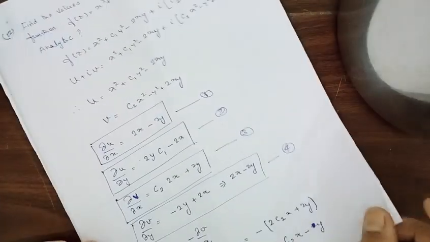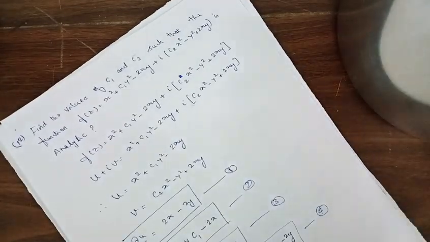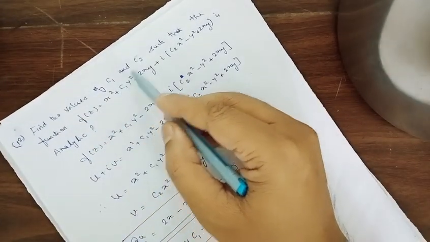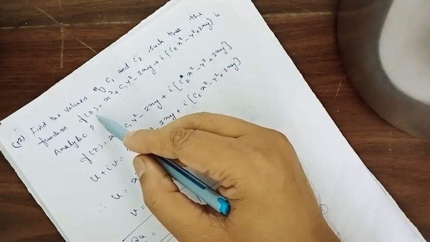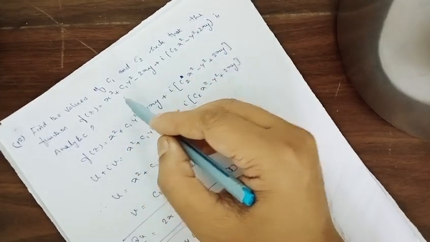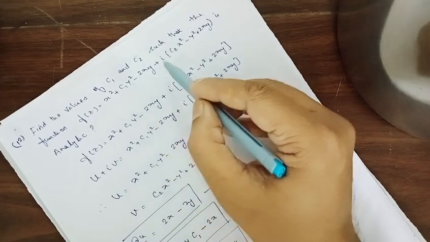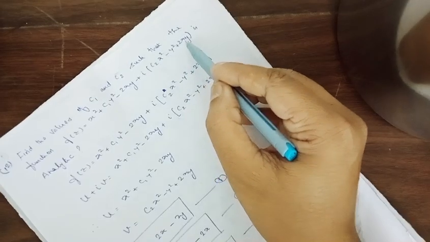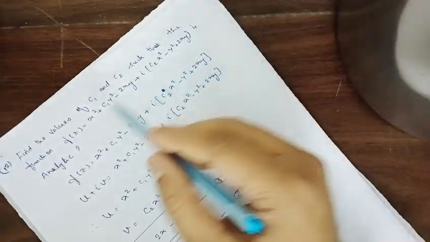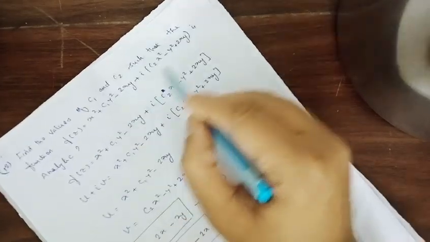Now, another equation. This is a new type, but the methodology is the same. Find the values of c1 and c2 such that the function f of z is equal to x square plus c1y square minus 2xy plus i into c2x square minus y square plus 2xy is analytic or not. It looks like a big problem, but it is not an issue. It is a very simple one.